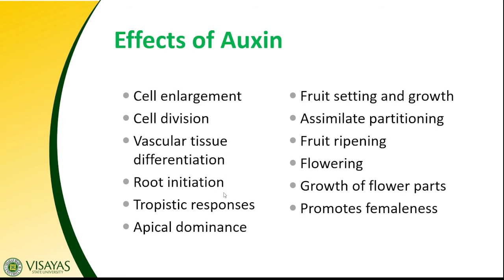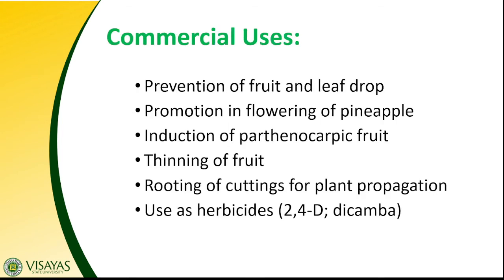And these are some of the well-known effects of auxin, such as on cell enlargement, cell division, vascular tissue differentiation, root initiation, tuberization response, apical dominance, and promotion of femaleness. And the commercial uses of auxin are on prevention of fruit and leaf drop, promotion of flowering of pineapple, induction of parthenocarpic fruits, thinning of fruits, rooting of cuttings for plant propagation. So it's also well known to promote rooting. And in higher concentrations, auxins are also used as herbicides, just like 2,4-D and Dicamba. So these are herbicides.